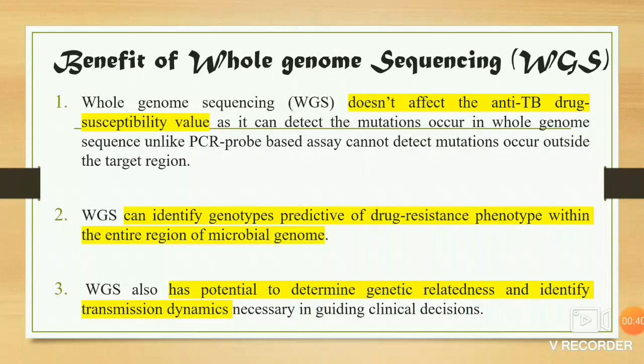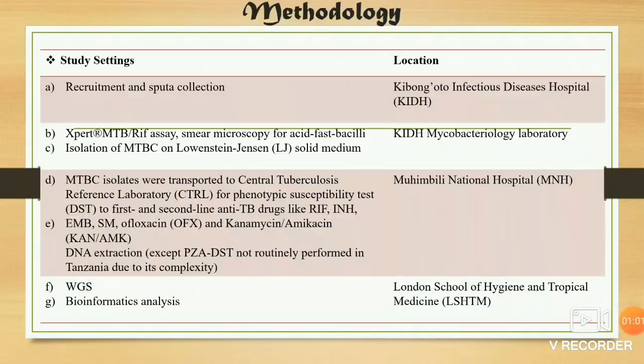There are benefits of using whole genome sequencing. For example, it does not affect the anti-TB drug susceptibility value. Next, it can also identify genotypes predictive of drug resistant phenotype within the entire region of the microbial genome. Whole genome sequencing also has the potential to determine genetic relatedness and identify transmission dynamics necessary in guiding clinical decisions.